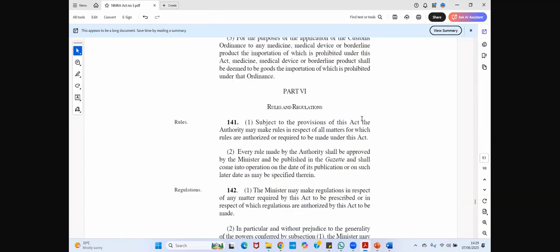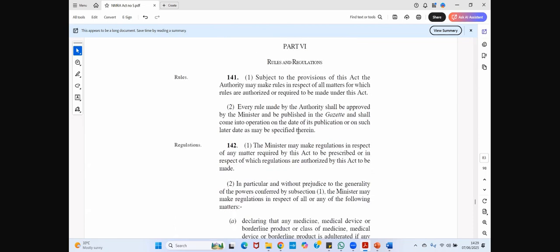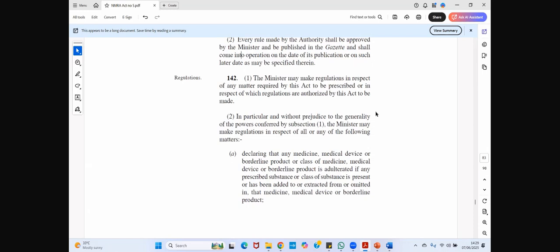Yeah. So part 6. So any rules made should be gazetted, right? And regulation can be made by the minister, right?